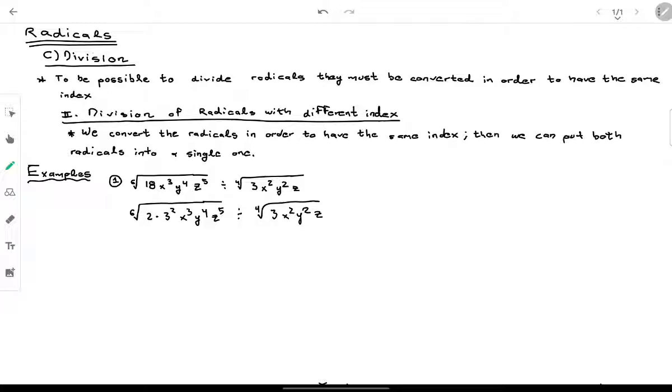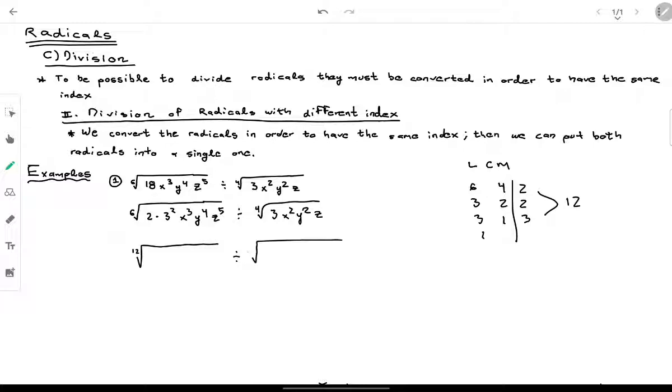What happens next? We need to look for the common index. In this case, we need to use the least common multiple between the indexes 6 and 4. So it's going to be divided by 2, it's 3 and 2, divided by 2, it's 1 and 3, divided by 3, it's 1. That means it's going to be 12. So that means we need to transform our radicals in order to have the index 12.